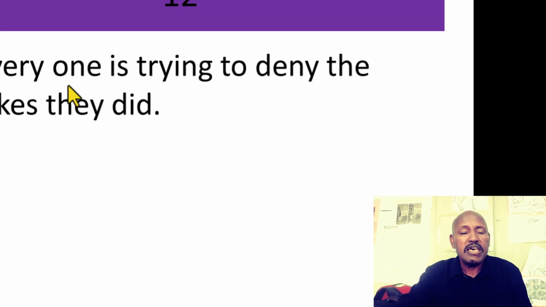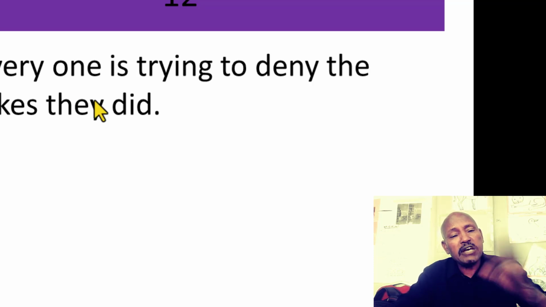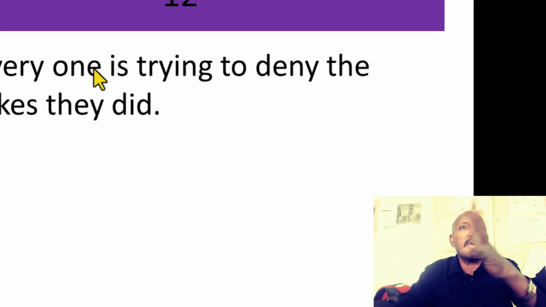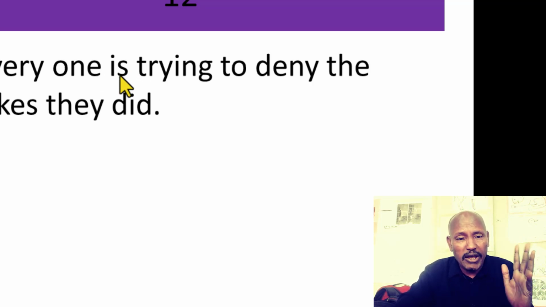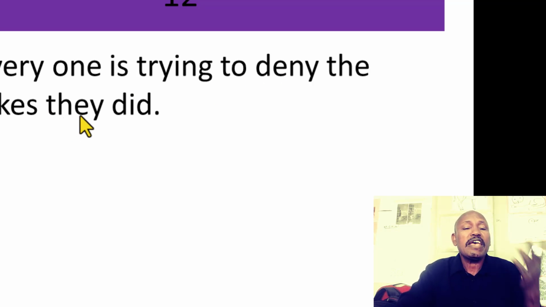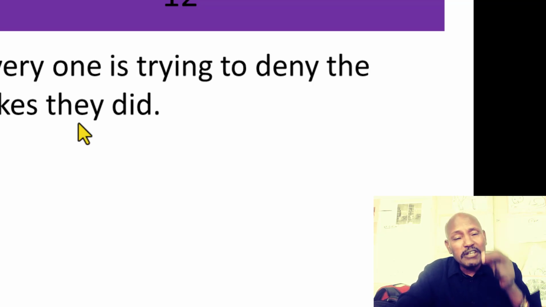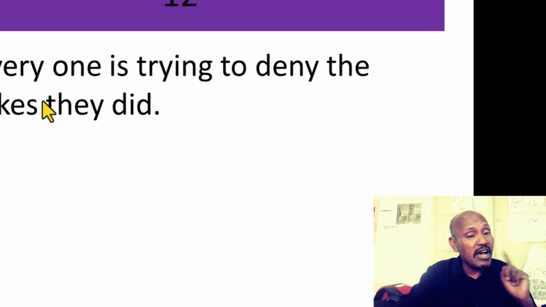Antecedent means the noun, the speaker noun, and referent means what represents the noun. The problem is the lack of agreement between the two. Everyone means every individual, so it is trying, a singular verb. Everyone is trying to deny the mistakes. So "they", which is a referent term, refers back to the speaker, everyone. This is the antecedent, this is the referent, they do not agree. The referent doesn't refer to the speaker everyone. So that's the antecedent referent problem.